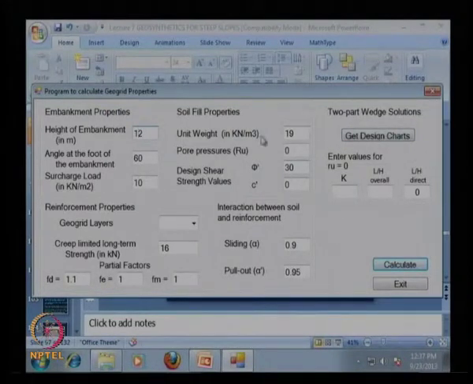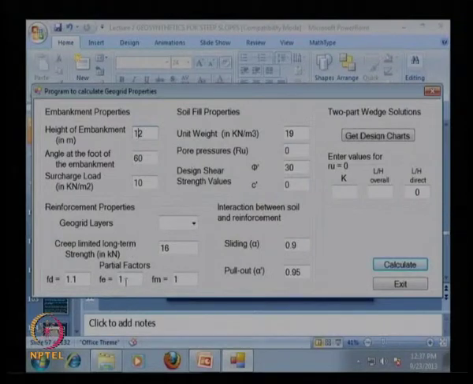So, now let us say this is the embankment property: the height of the embankment is 12, the angle of the embankment is 60 degree, and the surcharge load is 10. Then the reinforcement properties: the creep limited long term strength is 16, and here we are providing some partial factors of safety.